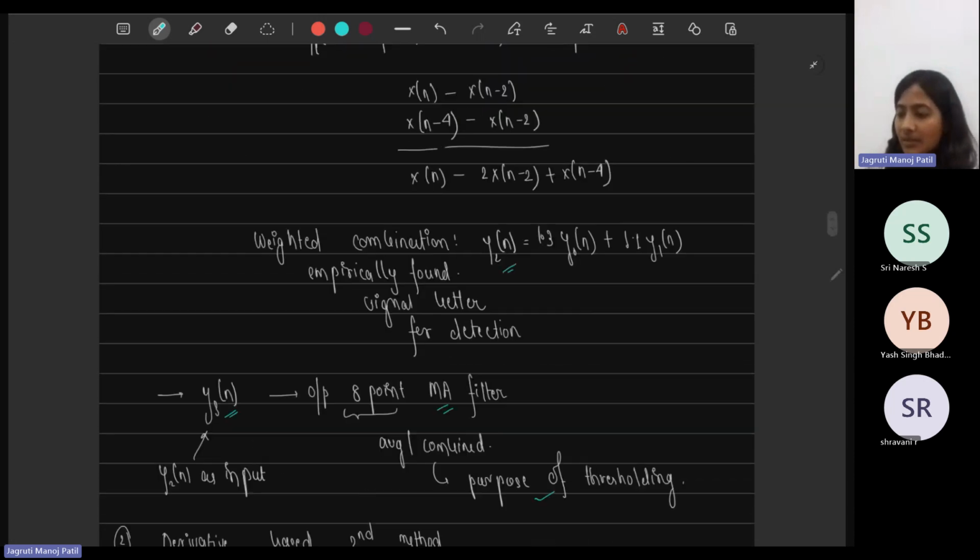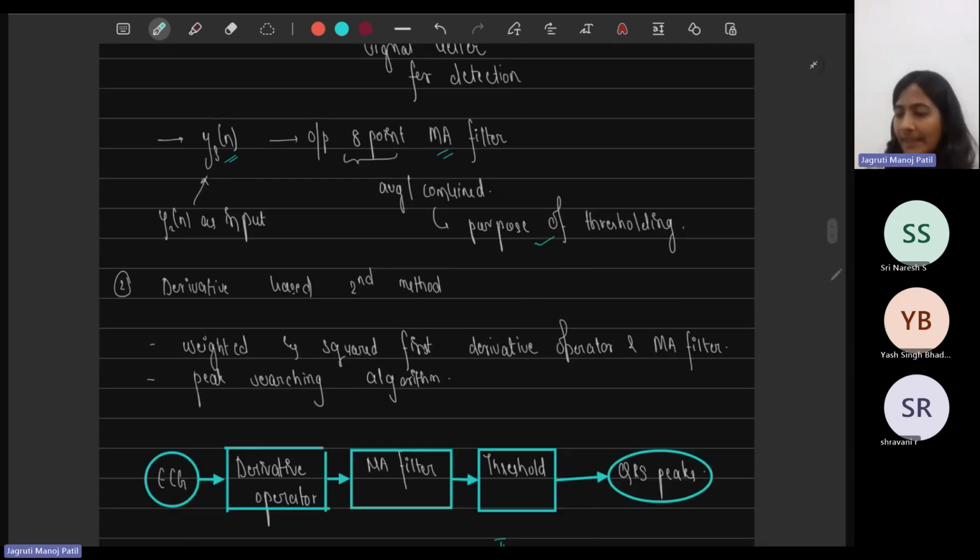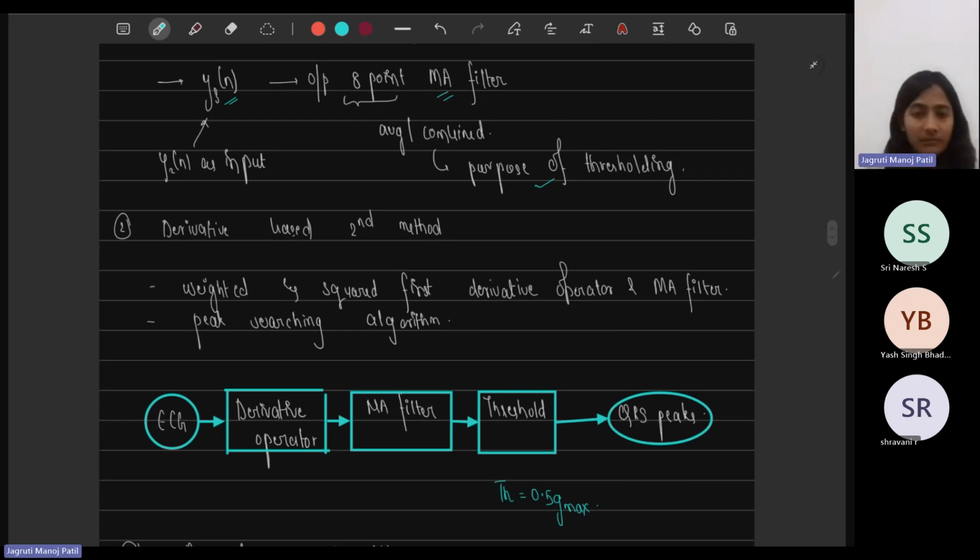Now the second method is like this. The flowchart is very similar, but the threshold would be varying. How we take the derivative would also be varying. So what they did is they weighted, but they squared the first derivative operator. So when taking the derivative, they squared the waveform so that they don't have any negative components. They are not exploiting the phase of the signal, but looking at only the magnitude of the signal. Now everything would be positive, and then they did the moving average filter.